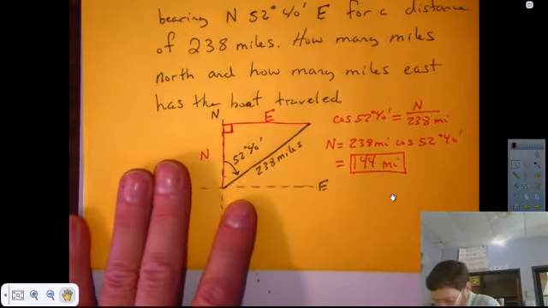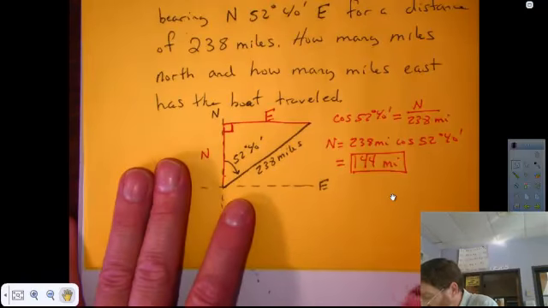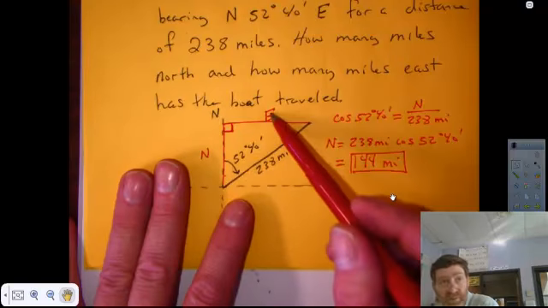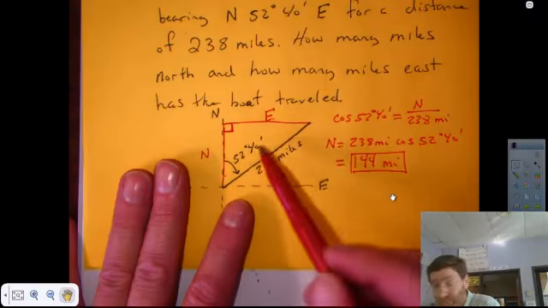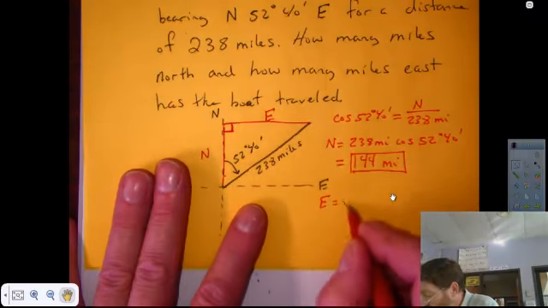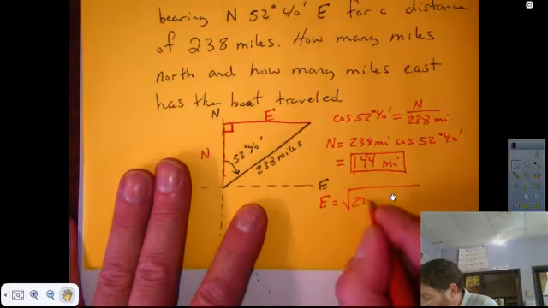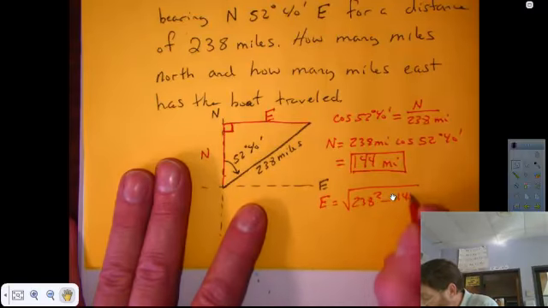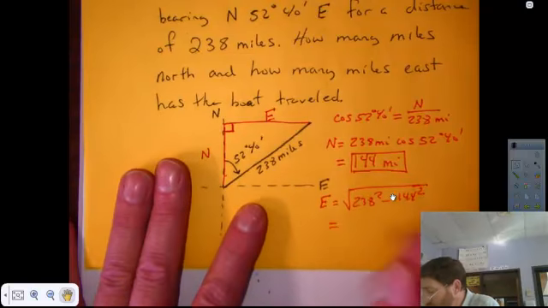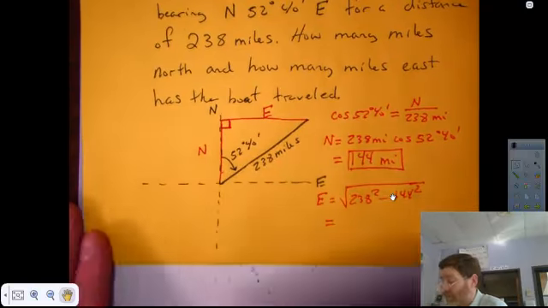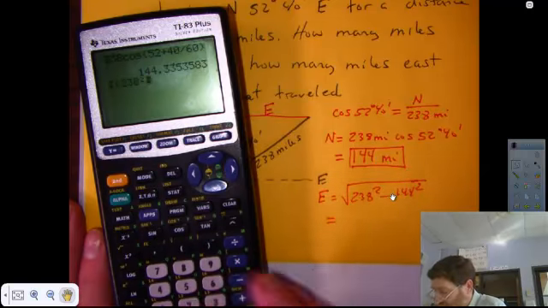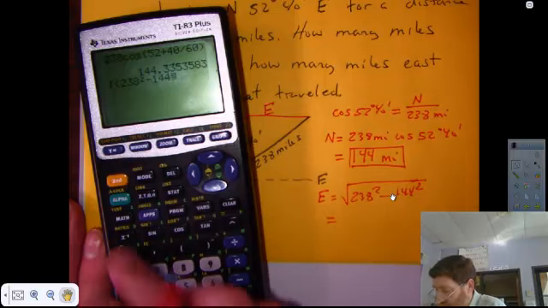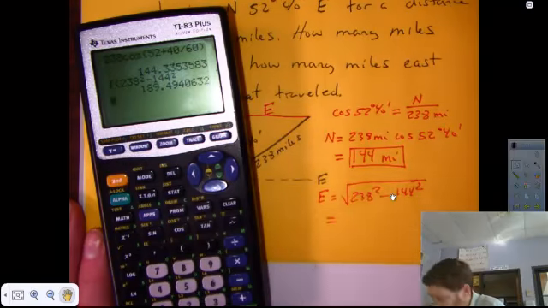How do I find the east? 144 squared plus e squared equals 238 squared. I've got a lot of options now. I could use the sine function, or I could use the Pythagorean theorem. Bryce is saying use the Pythagorean theorem. East has to be the square root of 238 squared minus 144 squared. Remember, we'd be better off using an unrounded answer on that, but this should work for 3 digits, and it's 189. And that's right.